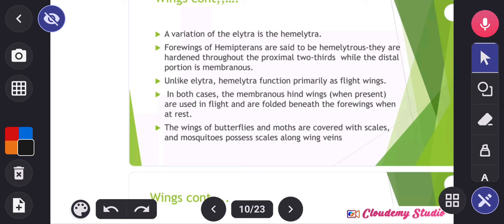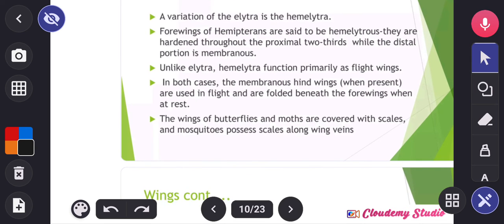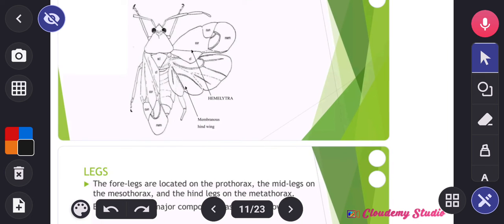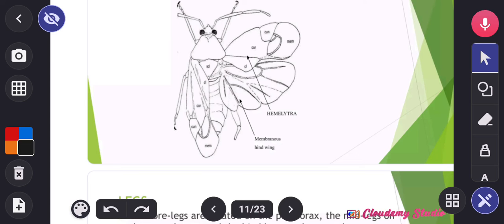Now, the wings of butterflies and moths are covered with scales, and mosquitoes possess scales along their wing veins as well. And you can see it in this particular image that we have here, that they have veins. Can you see? They have veins.